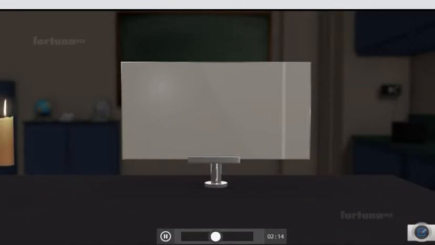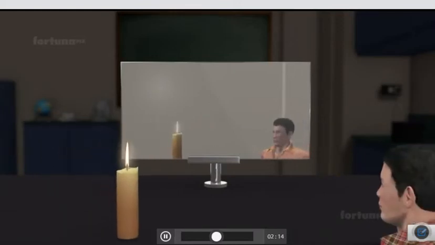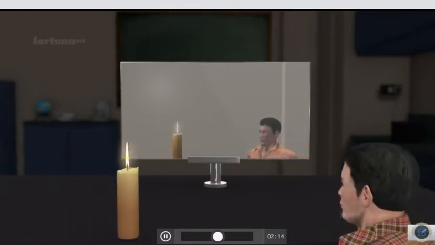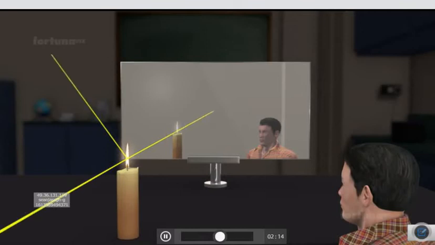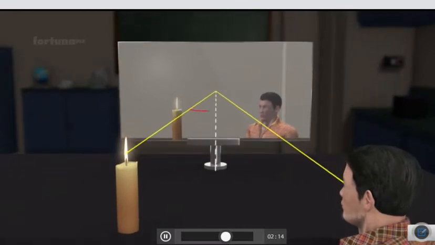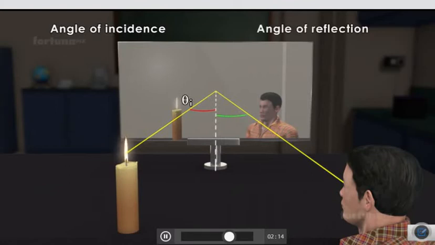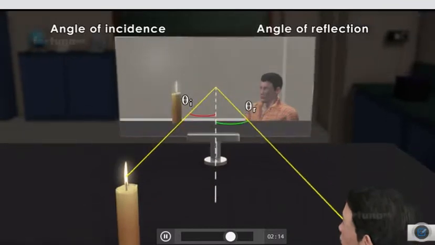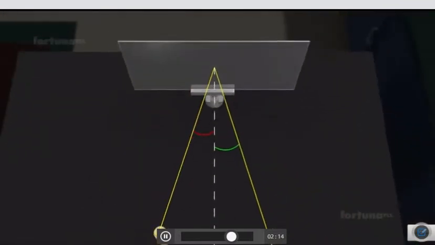If we were to place a lighted candle in front of a plane mirror, infinite rays of light would be reflected in all directions. After striking the mirror, the rays will reflect at angles equal to their angles of incidence. In this case, the incident ray forms an angle of incidence, theta I, and the reflected ray creates an angle of reflection, theta R, in relation to the normal.